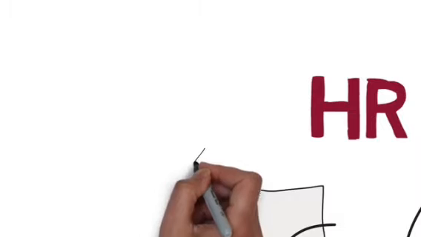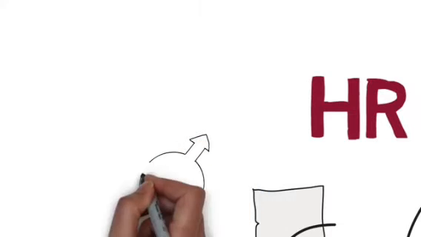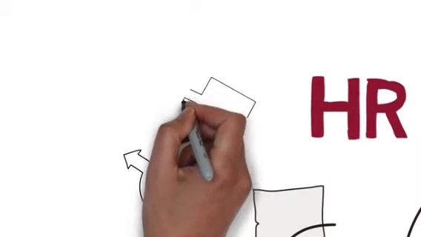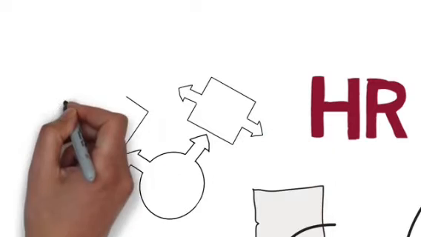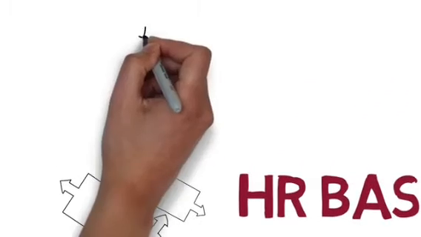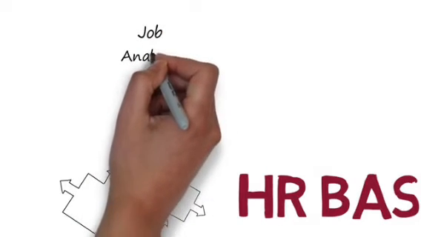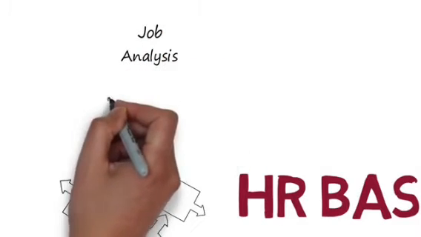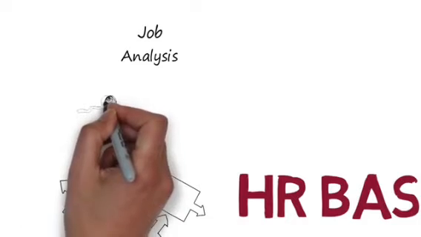The first HR task is to figure out what work needs to be done and how to break this work into effective jobs. So we can start with a workflow analysis to determine the business processes that need to be completed. Then HR does a job analysis to figure out how to construct jobs to complete these required business processes.